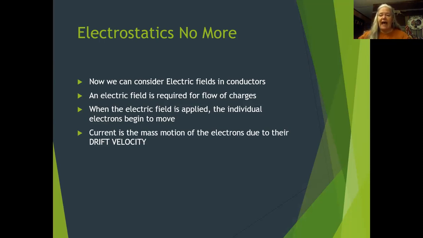So what really is happening is there are charges in that piece of wiring that are already right by that electrical fixture or that light or whatever it is. And when you establish that electric field, it's those charges that are already right there at the object that begin to drift or move into the piece of electrical equipment or whatever it is. So there's this mass motion of charges that's actually quite slow.